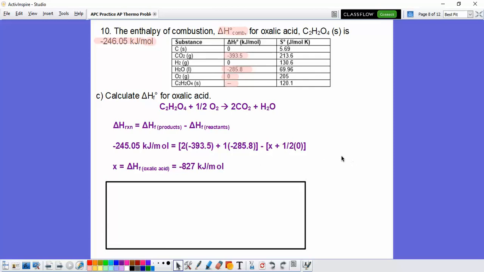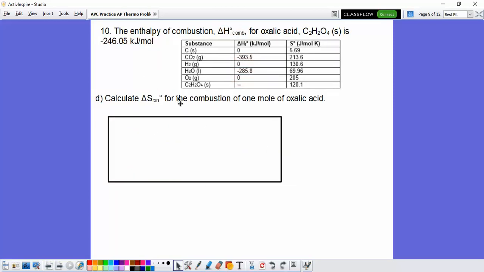Okay, wonderful. So now we want to know the delta S of reaction for the combustion of 1 mole of oxalic acid. To find this, we have 2 formulas that use delta S of reaction. We have the going home to supper equation, and we have the Big Mama equation. We can't use going home to supper because we don't know delta G yet. We haven't had to solve for that yet. Hint, hint, it's next. So instead we're going to use the Big Mama equation. We're going to do the products minus reactants, and we have all of the components we need here.